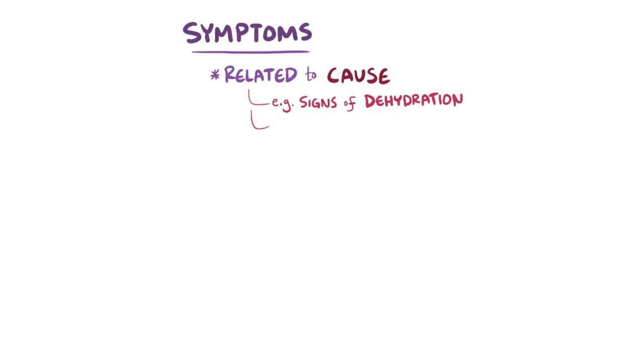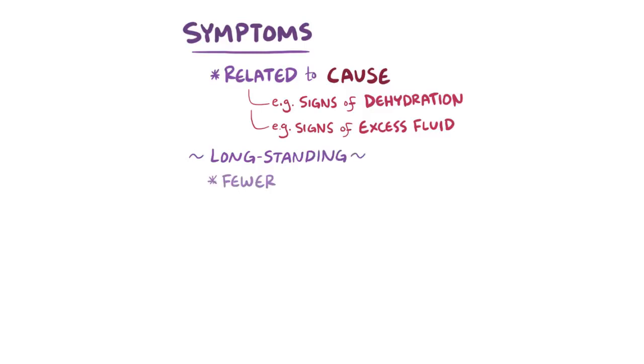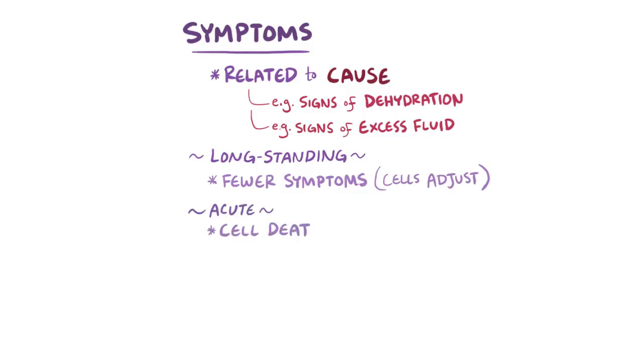Symptoms of hypernatremia are related to the underlying cause. For example, some patients might have signs of dehydration, whereas others might have signs of excess fluid in their tissues. Long-standing hypernatremia typically causes fewer symptoms, because the cells have a chance to adjust, whereas acute hypernatremia can cause cell death, particularly in the central nervous system, which results in serious problems like an altered mental status, seizures, or even a coma.